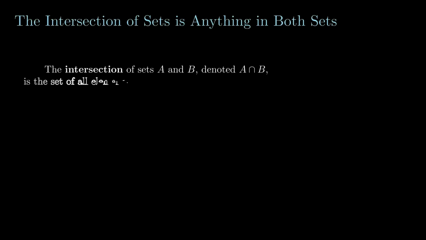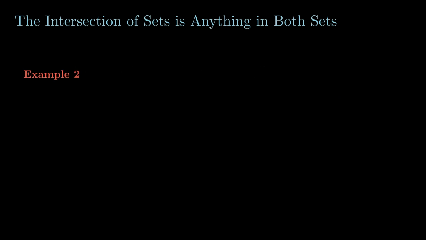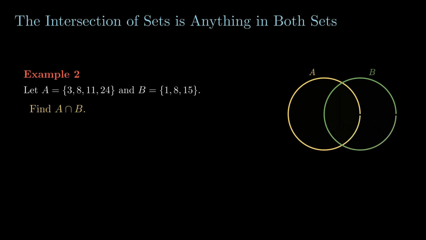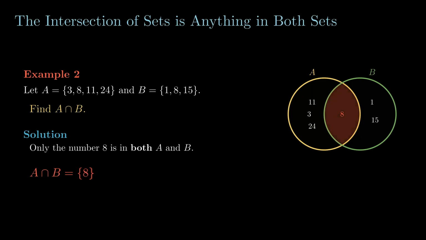The intersection of sets A and B, denoted by A intersection B, is the set of all elements that are in both set A and set B. Let's look at example 2. Let set A equal 3, 8, 11, and 24, and set B equal 1, 8, and 15. Find A intersection B. Only the number 8 is in both A and B. So, A intersection B equals the set containing 8.